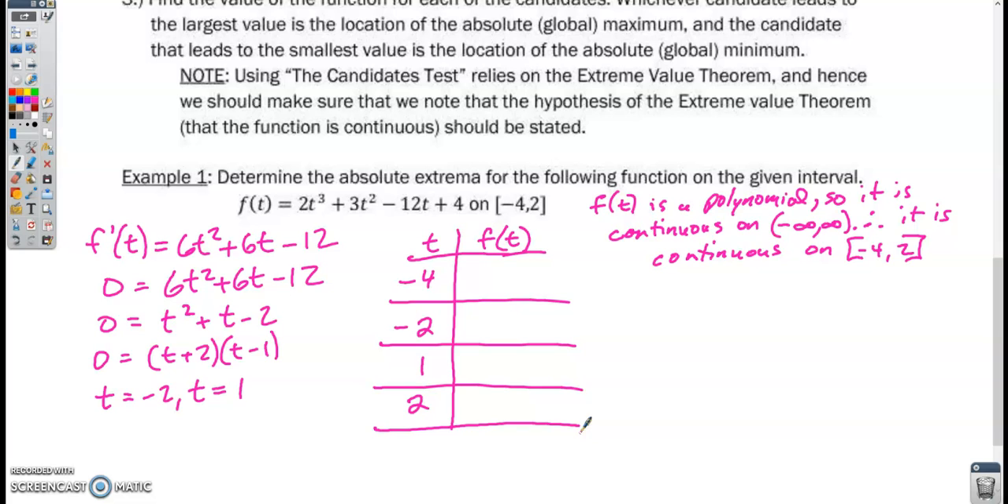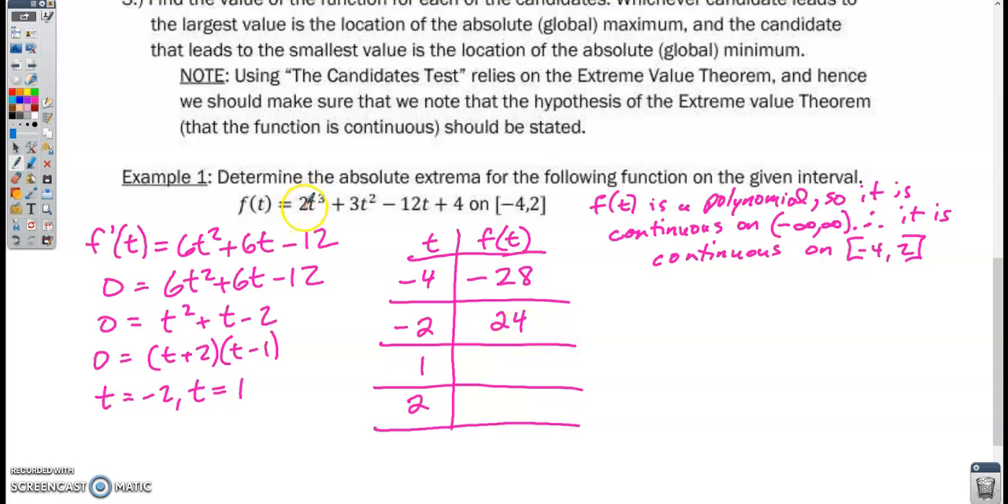Those are the only places where this function can have an absolute max or an absolute min on the given interval. And then all I need to do is substitute those into the original function and calculate the values. So I'll substitute -4 in here for t. That gives me -128 plus 48, so that's -80, plus another 48, so that's -32, plus 4, so that's -28. And I put -2 in there. That's -16 plus 12, that's -4, plus 24, that's 20, plus 4 gives me 24.